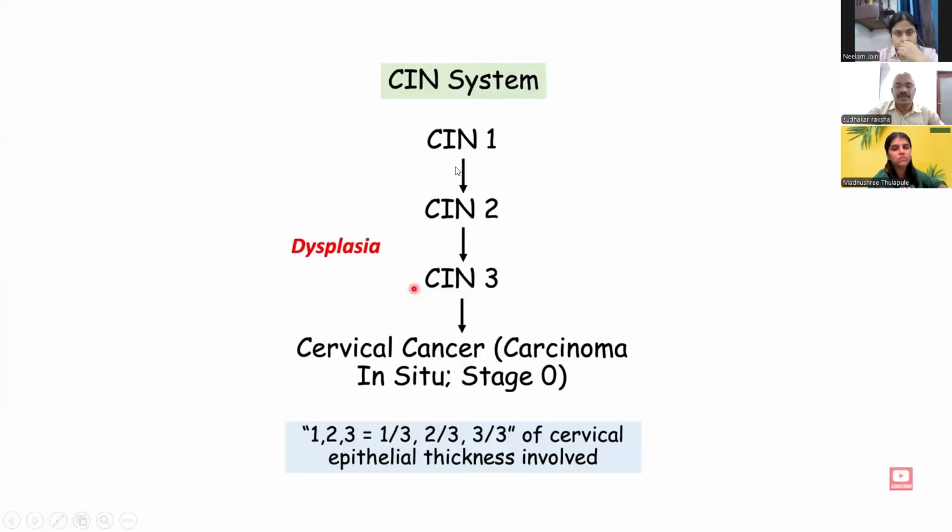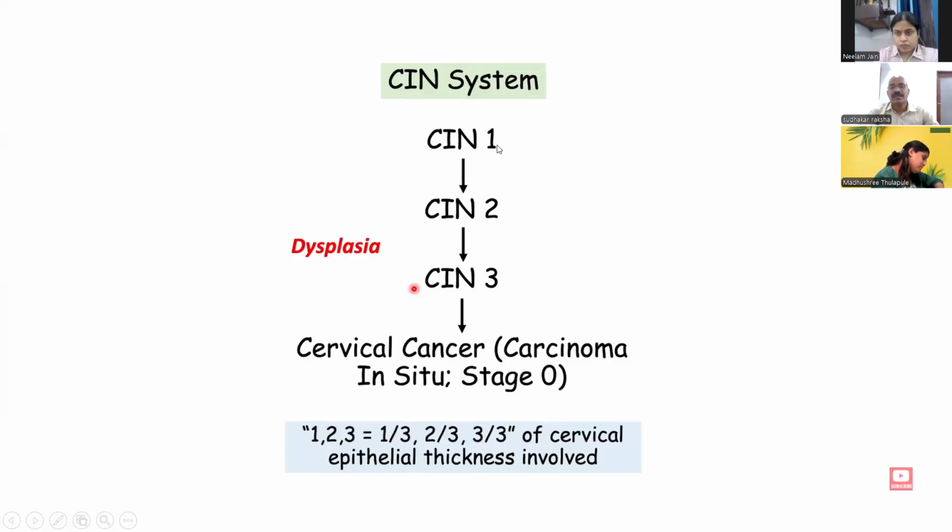So one thing for cancer diagnosis is the pap smear. Another one is biopsy. Biopsy means they will take a part of the cervix and send it to us. In the biopsy, we will give a report as CIN1, CIN2, CIN3, or carcinoma. CIN means cervical intraepithelial neoplasia.